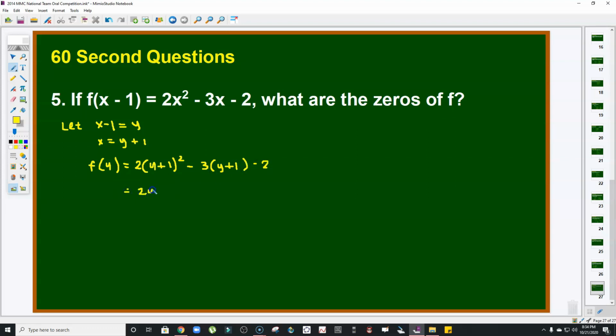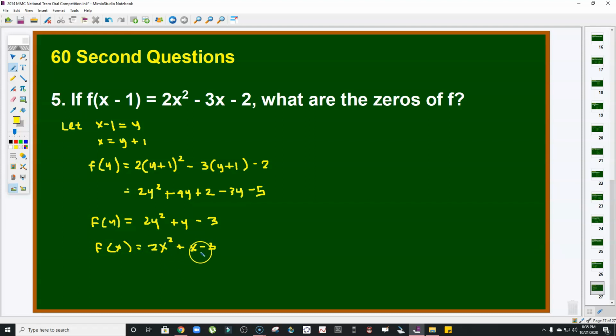Then I'm going to expand. So this one will become 2y squared, plus 2y times 2, plus 1 times 2, minus distribute 3. So I'm going to have negative 3y minus 3 minus 2. Clear? Then combine like terms. So I'm going to have 2y squared plus y minus 3. Then I'm going to return it to f of x, which is 2x squared plus x minus 3.